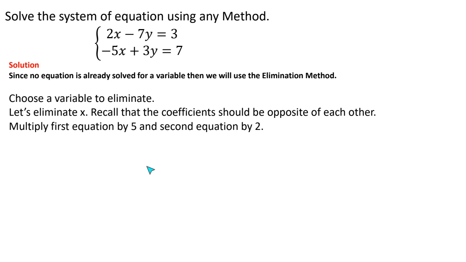So now we have to determine which variable we want to get rid of. And so in order to get rid of the variables, the coefficients should have opposite signs of each other. And so we're going to eliminate the x's. So I need the 2 and the -5 to be the same. So in this case, I'm going to multiply the first equation by 5 and the second equation by 2. And then you'll see why we want to do that.